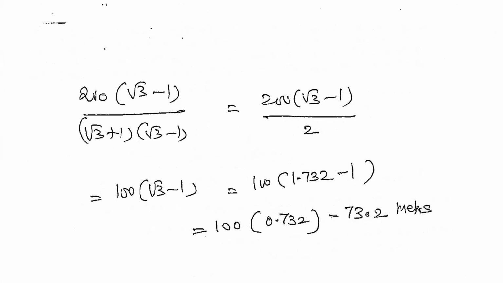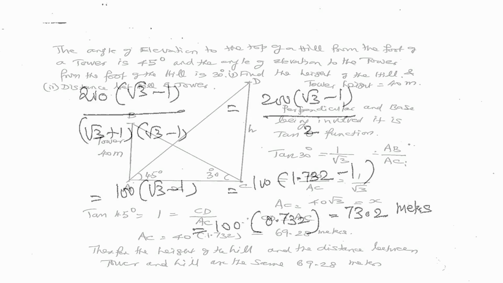Therefore, H is equal to 200 by root 3 plus 1. Rationalizing the denominator, we get 200 times root 3 minus 1 by 2. That is 100 times root 3 minus 1. Therefore, 100 into 1.732 minus 1, that is 100 into 0.732, is equal to 73.2 meters.